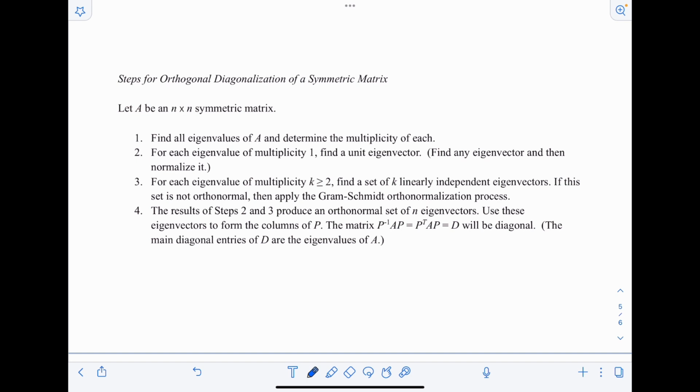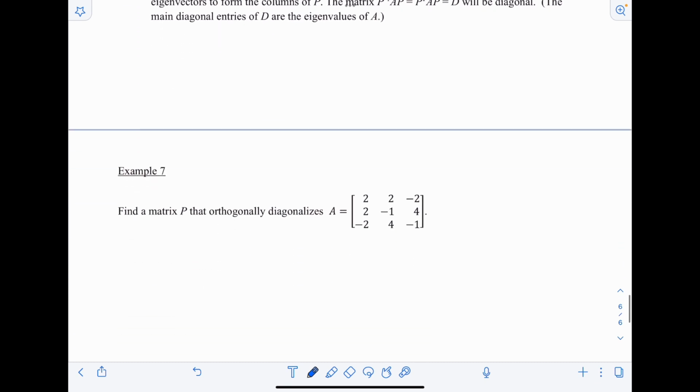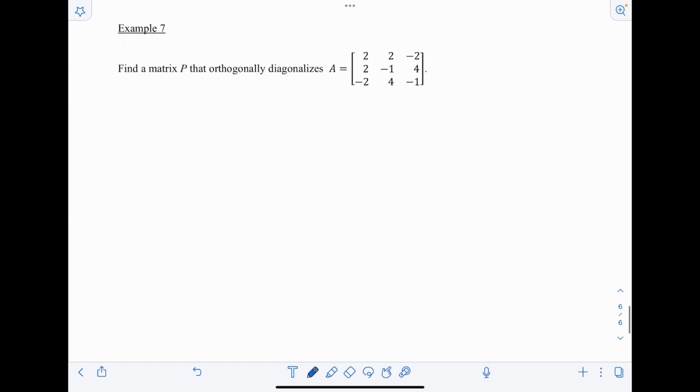All right. It's a lot of work, I'm not going to lie. We're going to do an example, and this is a huge example. It's going to take us about 1.5 to 2 pages. But we're going to walk through all 4 of these steps. So find a matrix P that orthogonally diagonalizes A, the matrix given by the following.